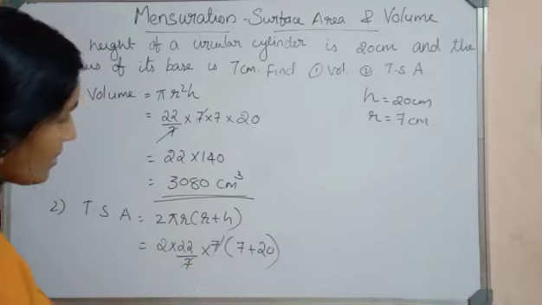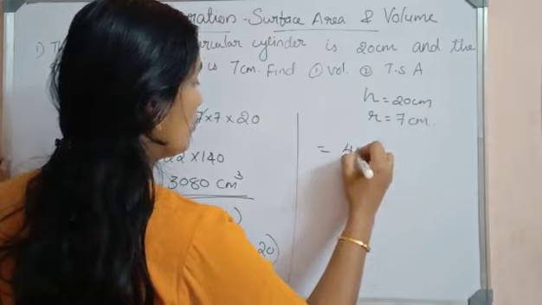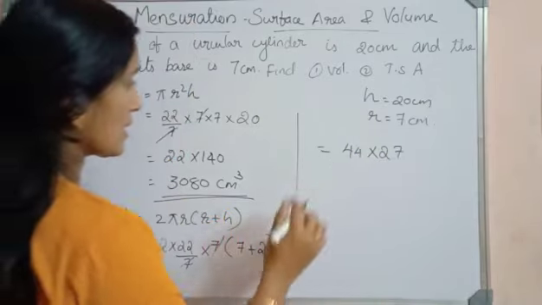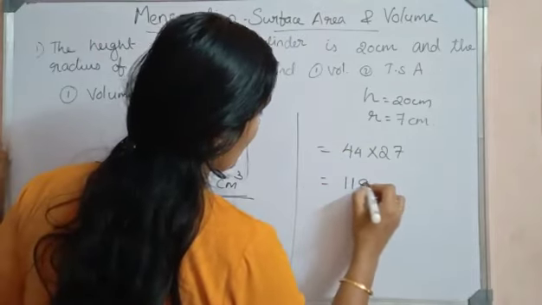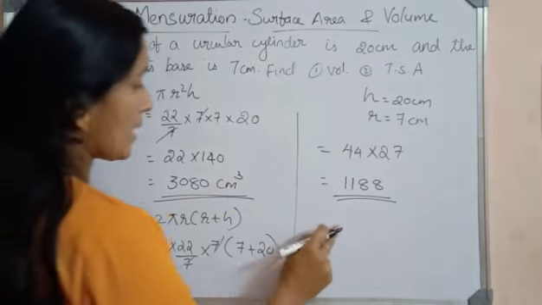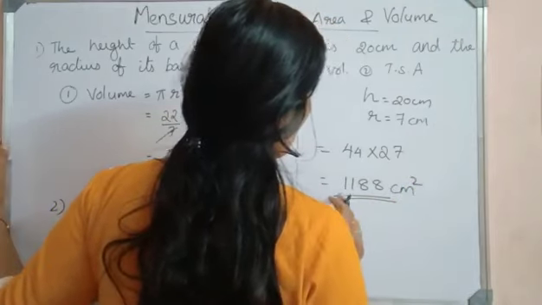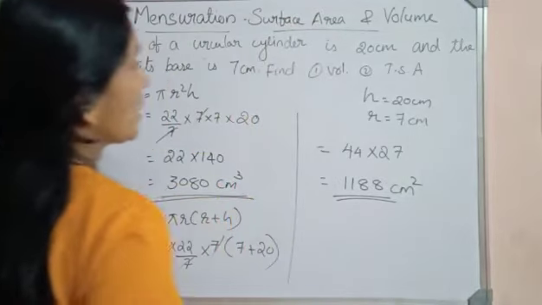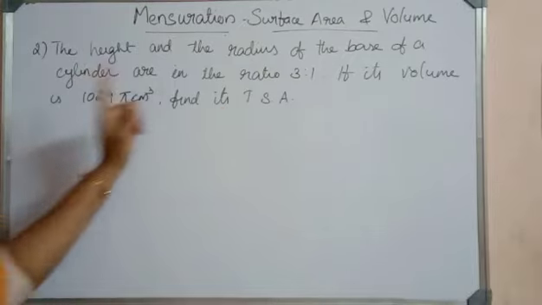This 7 and 7 cancels, and this is equal to 22 into 2 is 44, 44 into 27, when you add 20 plus 7, this is 27, and this gives you the value as 1188. And this is the total surface area, and area is expressed in square units. So we can write this as 1188 centimeters square. That is the total surface area of the given cylinder. Look at the next question.